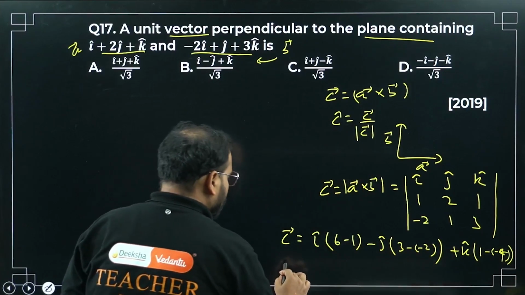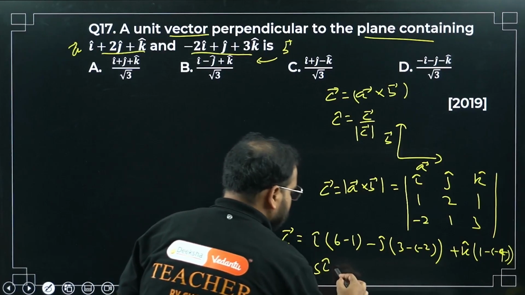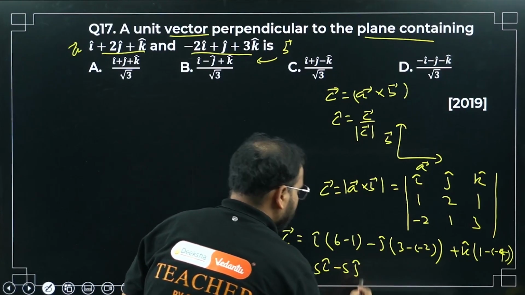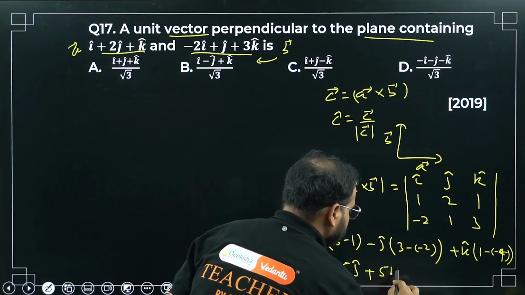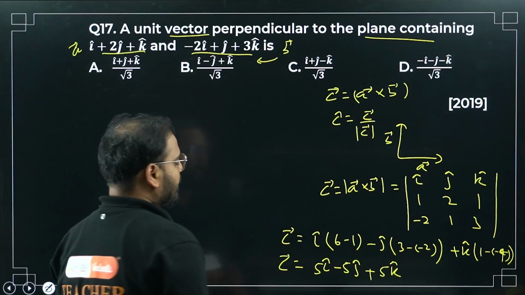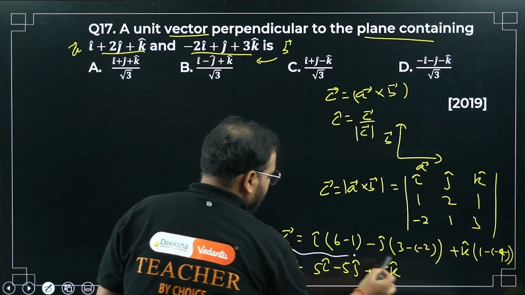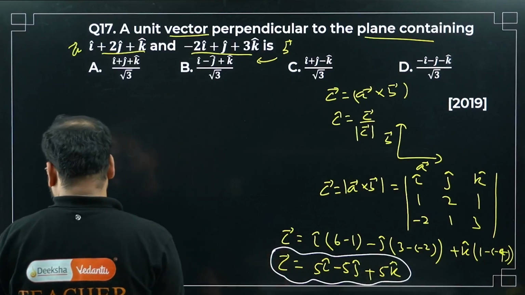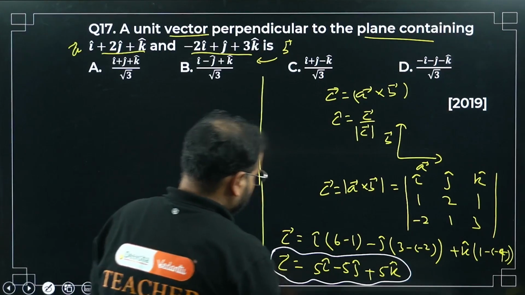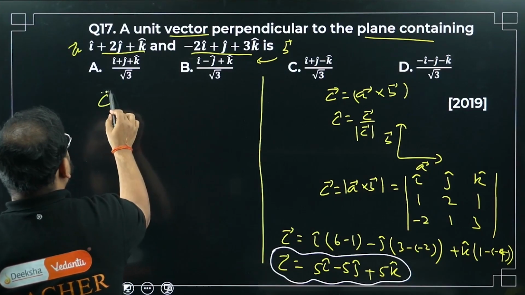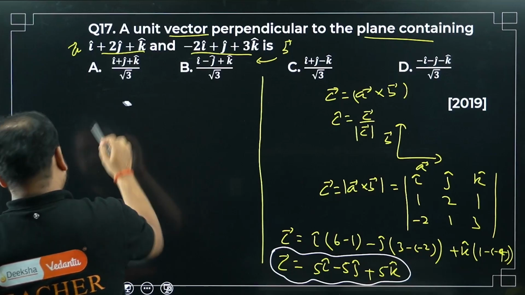What's my answer going to be? The vector C equals 5 I cap minus 5 J cap plus 5 K cap also. Great, sir. I hope all of you got till this point. Even if you got this wrong, at least you got till this point also, right? Now C I know. Find C cap, not C.